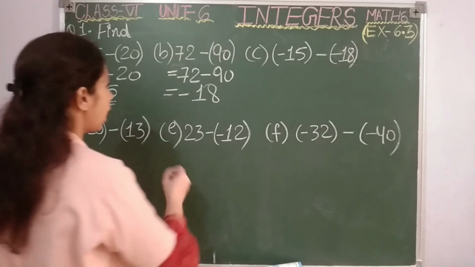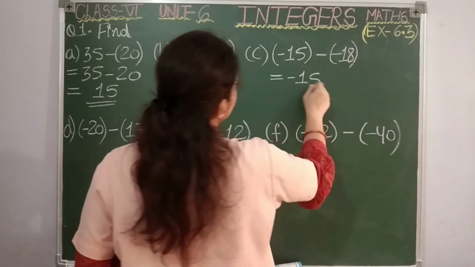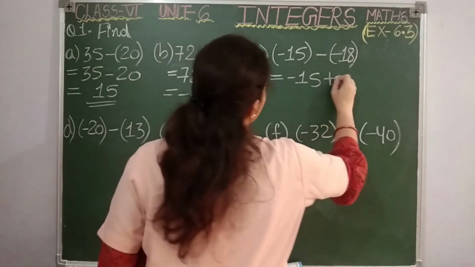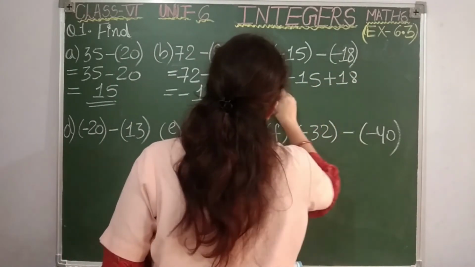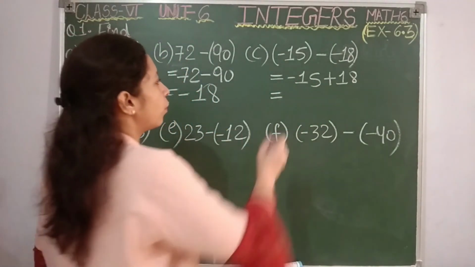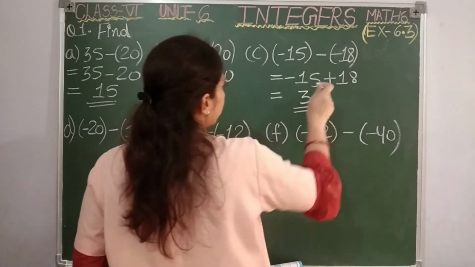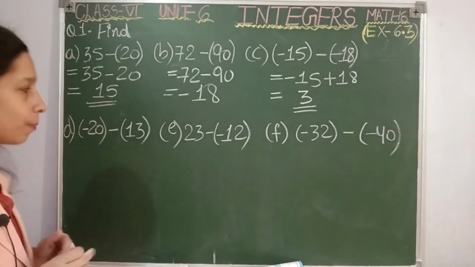Okay. Now C point, minus 15. Now solve this, minus minus plus. Now one is a negative integer and the other one is a positive integer. So minus plus minus, 15 minus 18 will give you 3. As 18 is a greater number with positive sign, so 3 will also be positive.